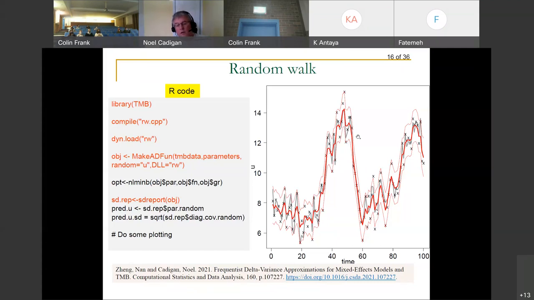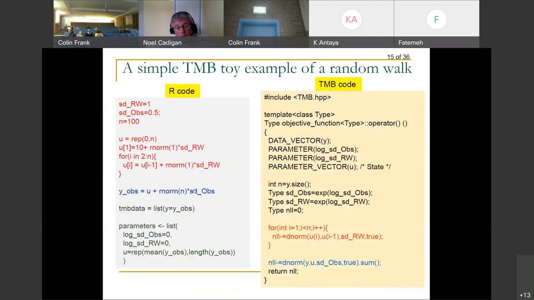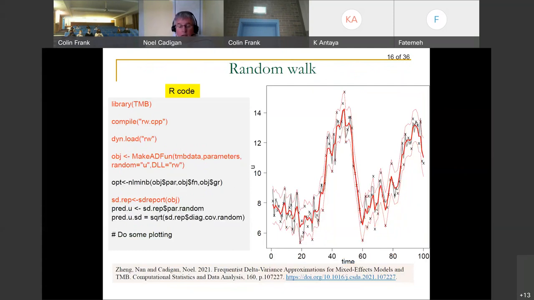Then I had some plotting code, which I'm not showing, but this is just one of the simulated data sets. The gray line is the original random walk, the U values I generated in R. Then the X's are the observations, the Y's coming here. I'm just plotting the inputs. And the heavy red line is the predictions of the random walk that TMB produces. The thin red lines indicate 95% confidence intervals for the predicted random walk variables.